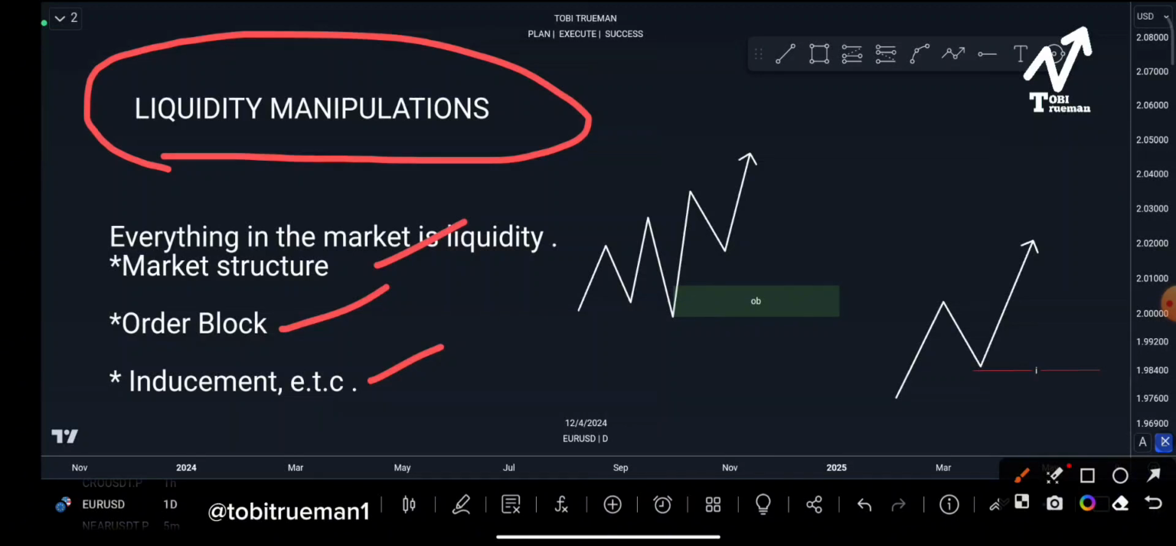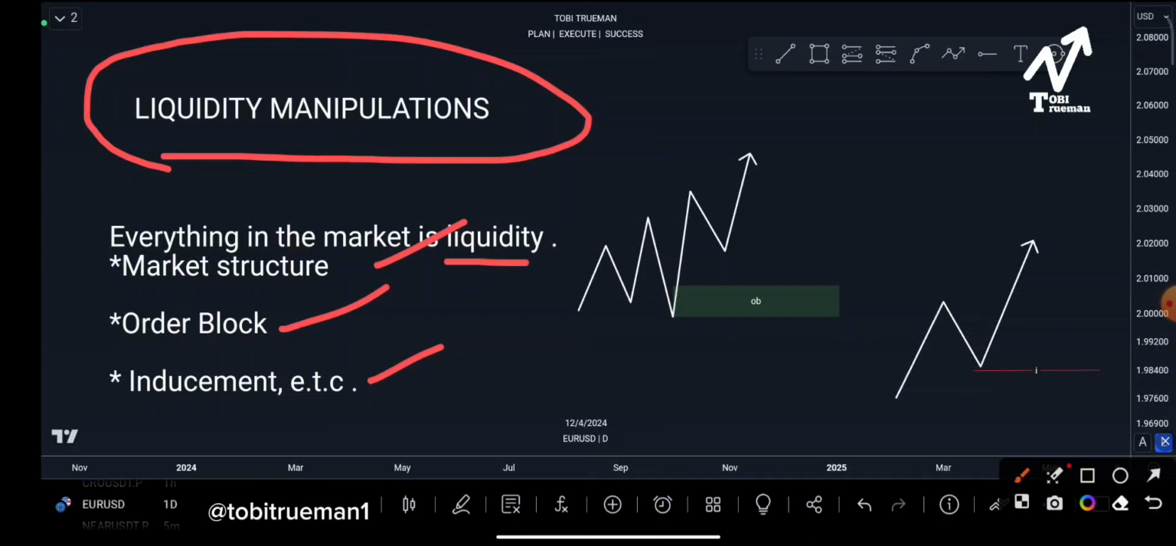So your job is to know where the liquidity is and how to tag along with it as the retail traders that we are. Liquidity is just a way of taking money from the market or putting money into the market.